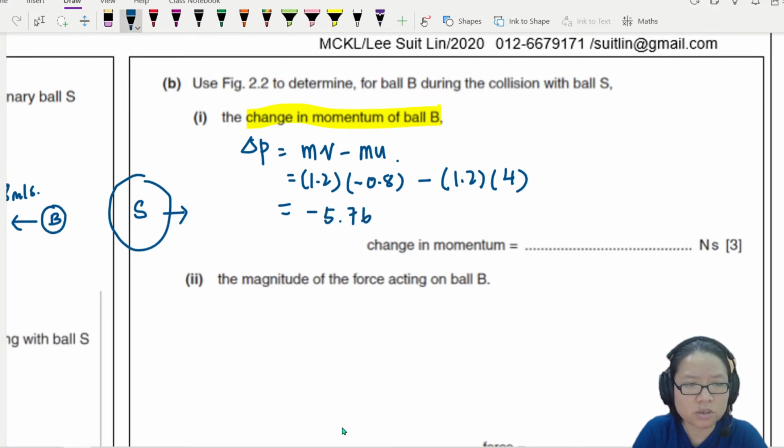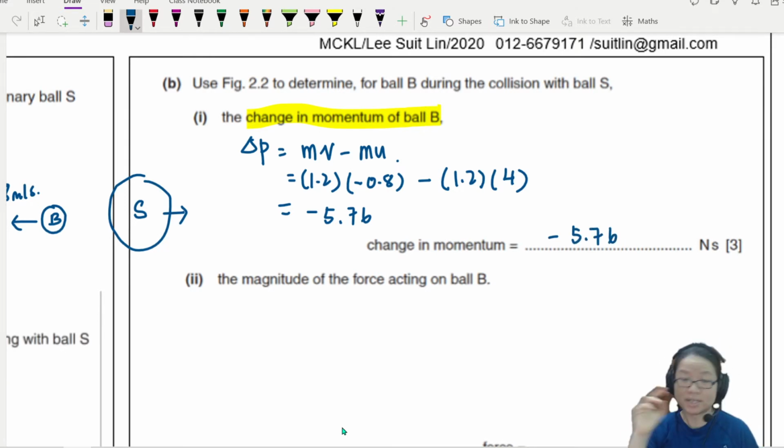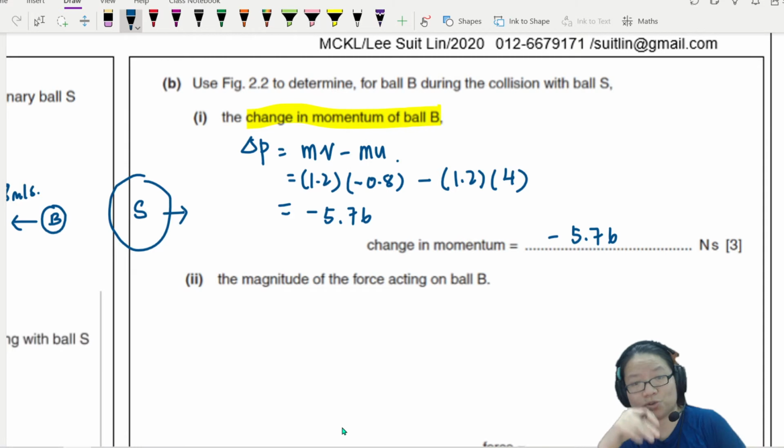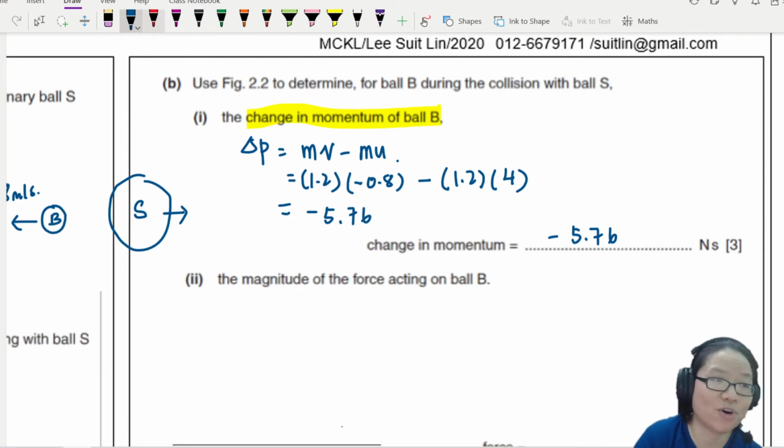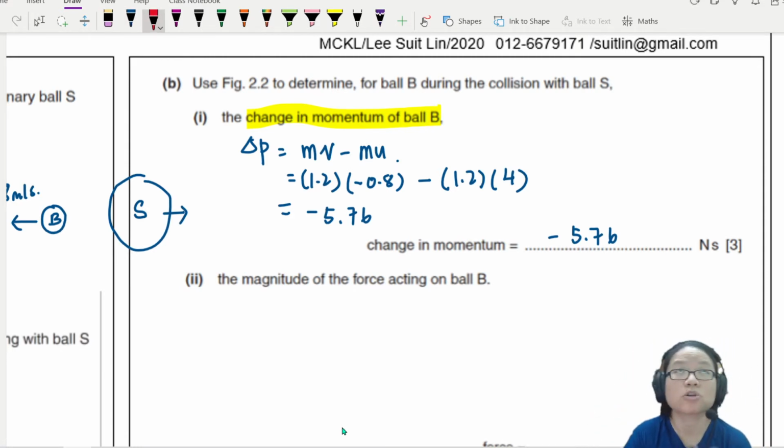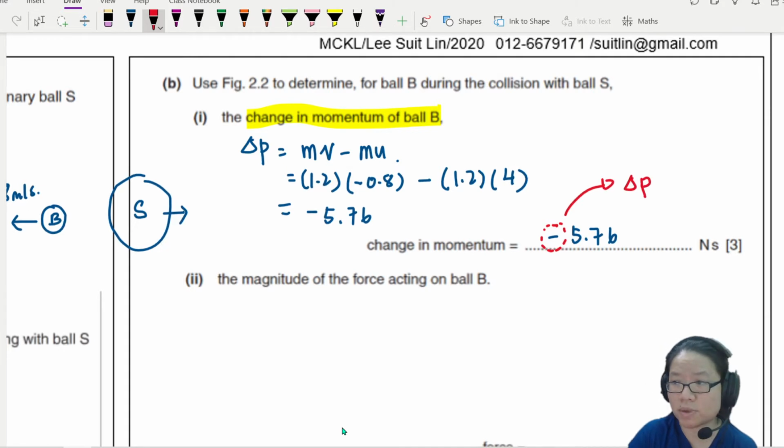You might be thinking, teacher, why negative? What does negative mean? It means that the change in momentum is in the negative direction. It also means that the force is in the negative direction. So if you think of momentum as a vector, then the change in momentum is also a vector. This negative here shows that the change in momentum is to the left. Okay, moving to the left. All right, the opposite direction.